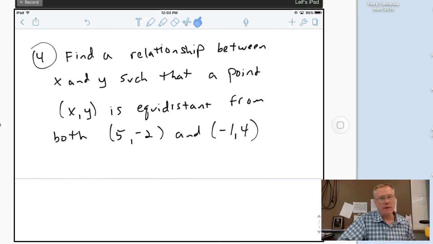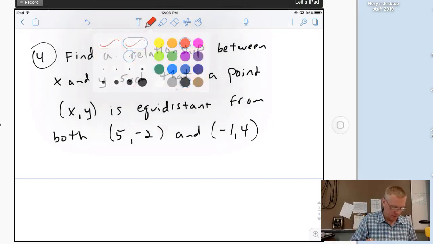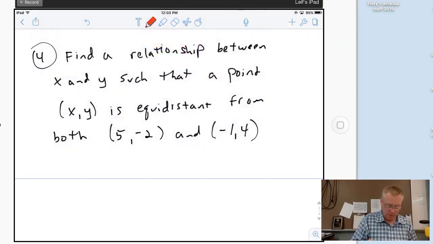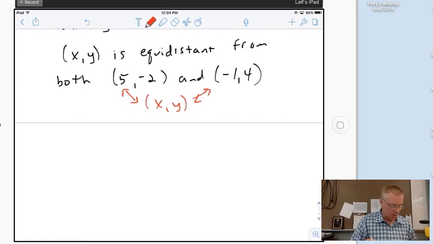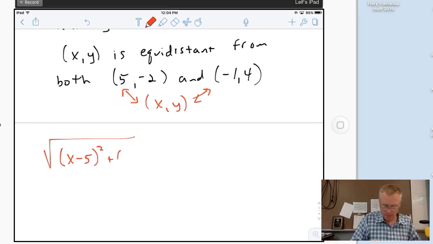All right, next one. Find the relationship between x and y such that a point x, y is equidistant from 5, negative 2 and from negative 1, 4. All right, so I need a point that is equidistant, which means it's going to be x, y. And I need something where the distance between these two is the same as the distance between these two, which means I'm going to use the distance formula, okay? So if I'll go x minus 5 squared plus y minus negative 2 squared.